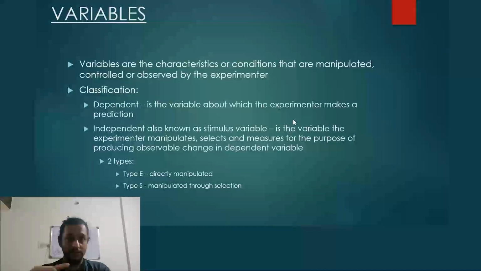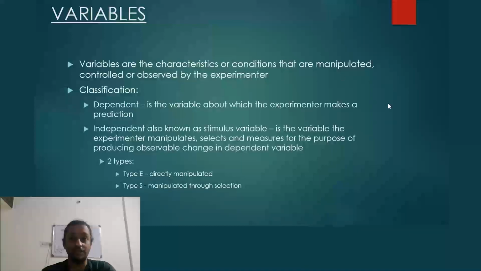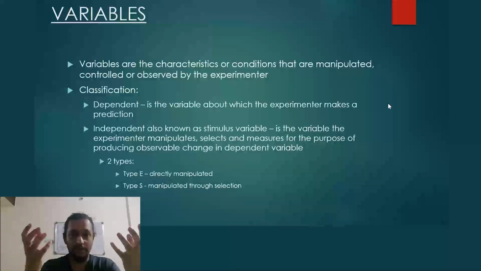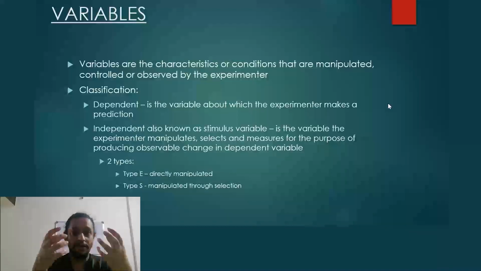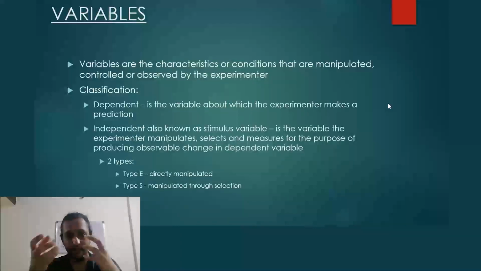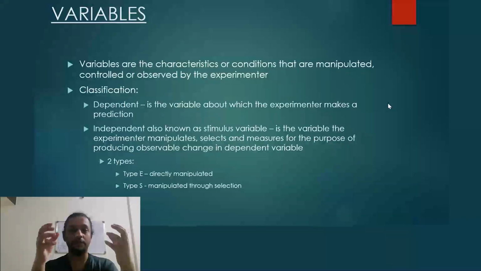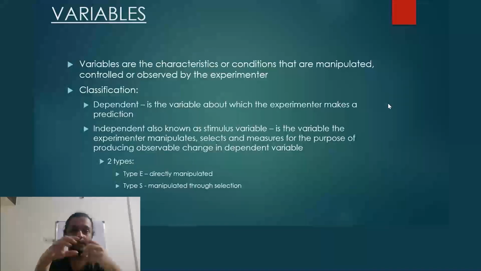Then you have variables, right? Variables are the characteristics or conditions that are manipulated, controlled, or observed by the experimenter. So these are the things that we study, right? These are the concepts that are put together, and we try and study whether one is related to the other, one causes the other, one doesn't cause the other. If there are three or four things involved in between this relationship, are these things linked, etc., etc., right?